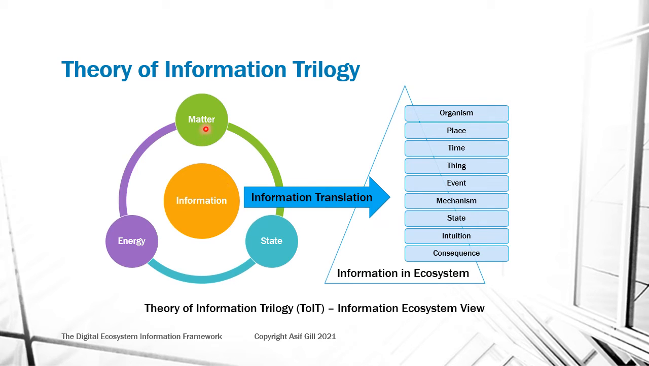For example, when we put matter, energy, and state together, we can create an organism. An organism contains all three. If we look at organisms, such as humans, elements, plants, and non-living organisms, and study their interactions with each other as an ecosystem, we can identify that organisms interact at places, because they live somewhere at some time. There's a time and space concept. Within it, organisms interact with other things like computers and food.